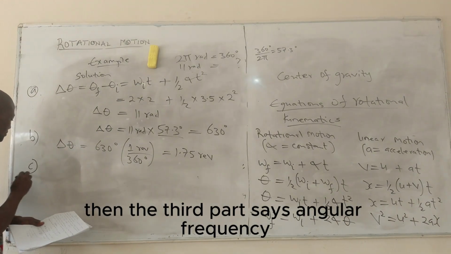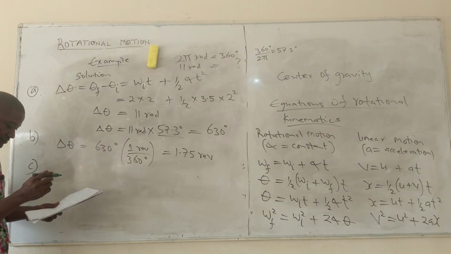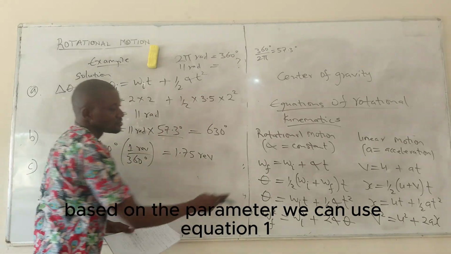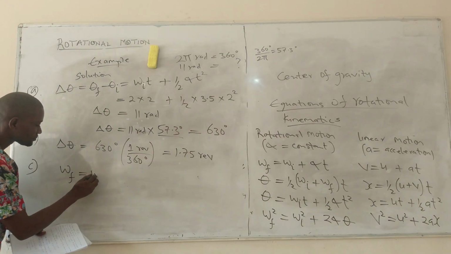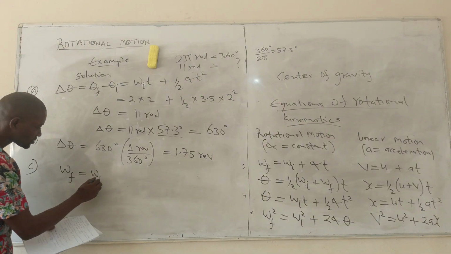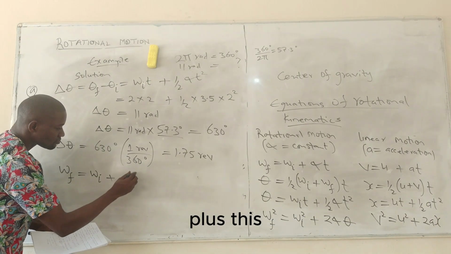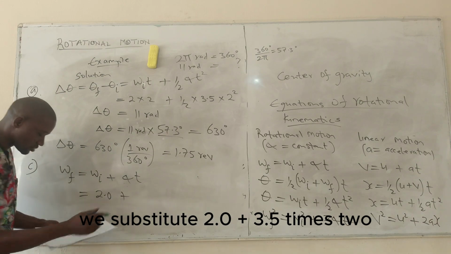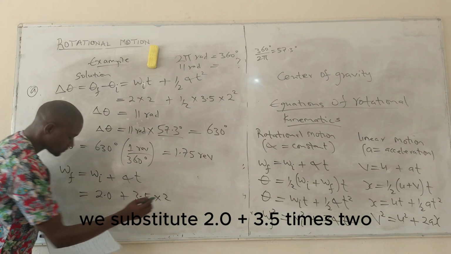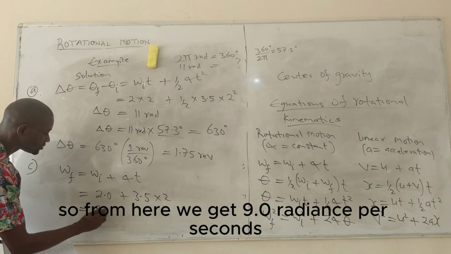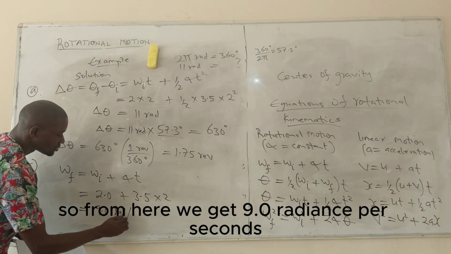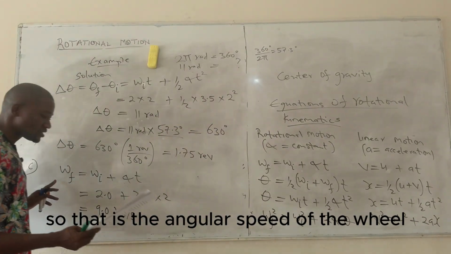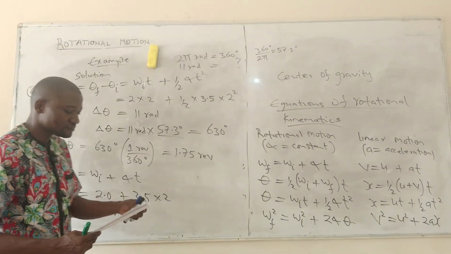Then the third part asks for angular speed. Let's look at the formula based on the parameters. We can use equation 1, that the final angular velocity equals the initial plus this. If we substitute, 2.0 plus 3.5 times 2, from here we get 9.0 radians per second. So that is the angular speed of the wheel.